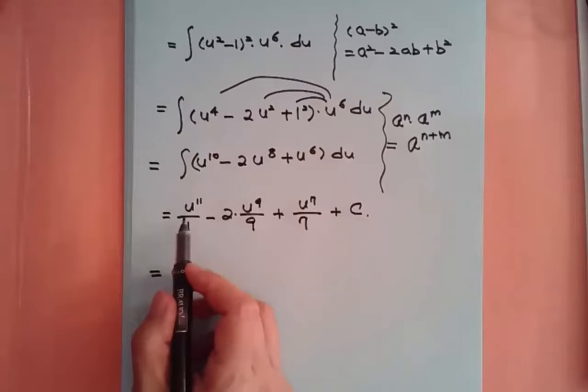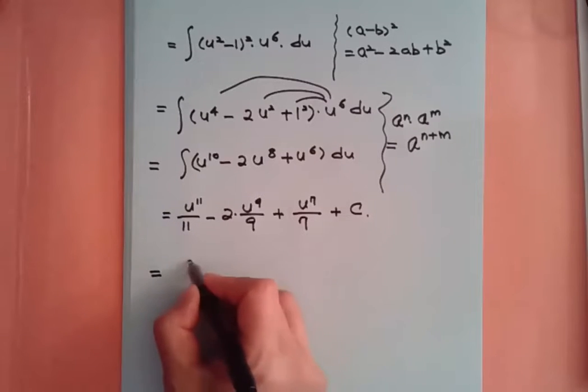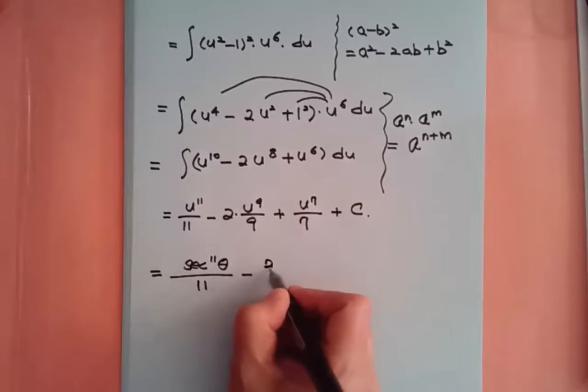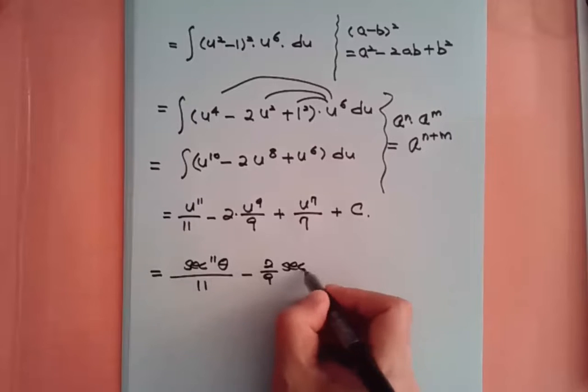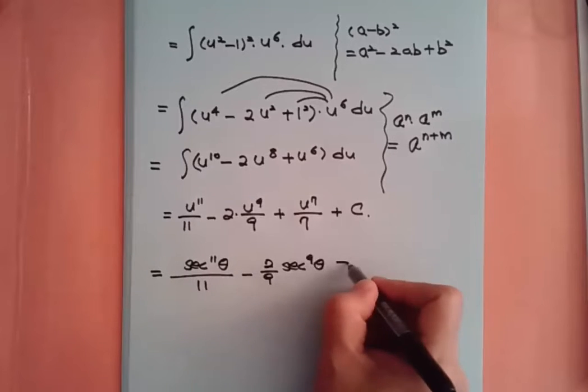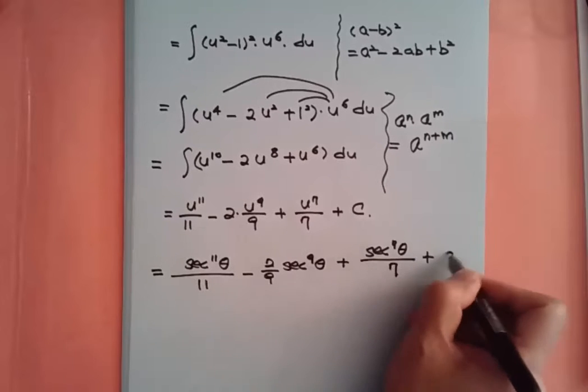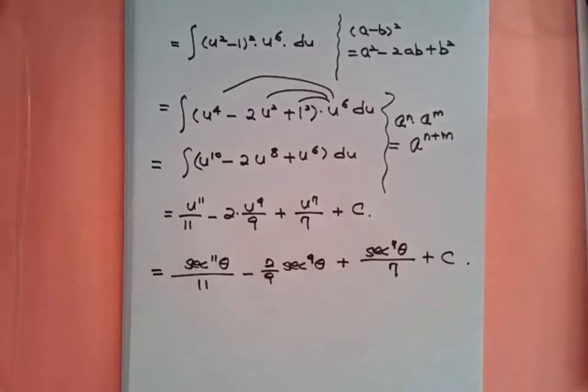So what is u? u is secant. So secant to the 11th power theta over 11 minus 2 over 9 secant to the 9th power theta plus secant to the 7th power theta over 7 plus c. Any question?